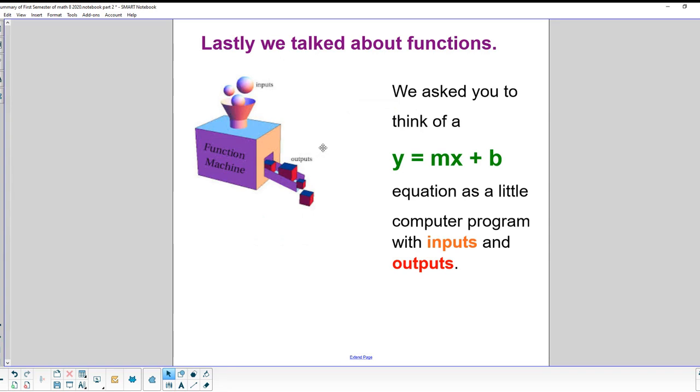Last week, we talked about functions. We asked you to think of y equals mx plus b equations as a little computer program with inputs and outputs. We even showed you a crazy video about animals going into the meat processing plant, where a chicken would go in one side and out would come the chicken nuggets. That was a little bit graphic, but hopefully it got the point across.